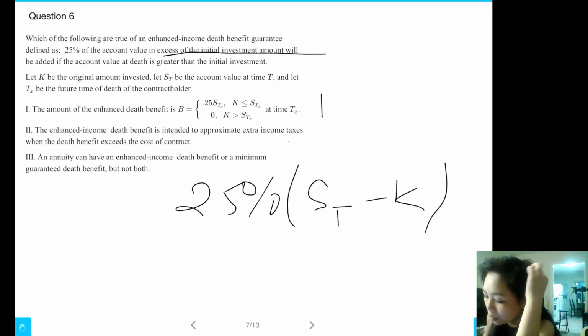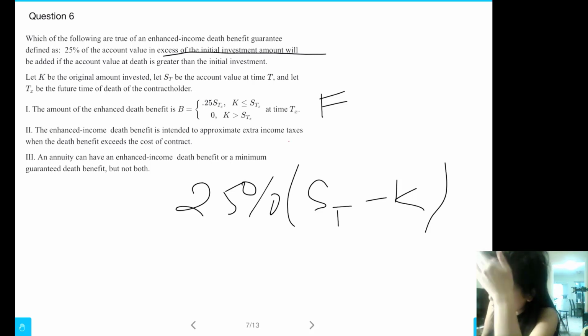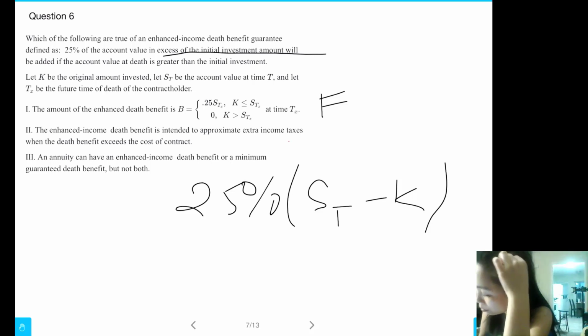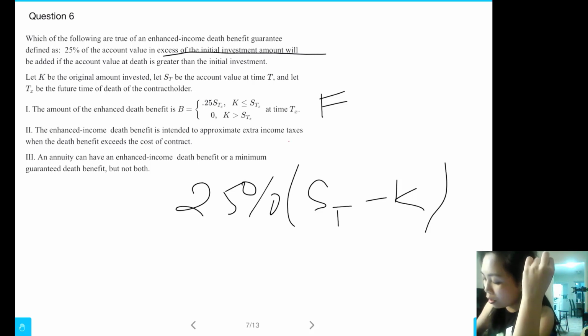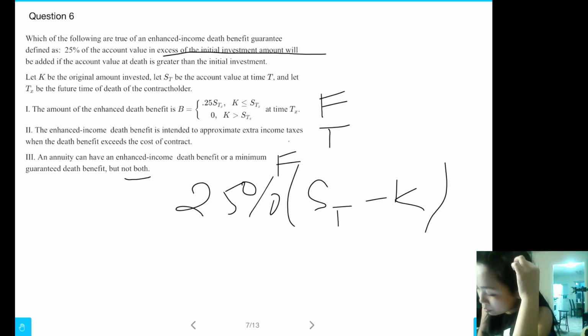This is false. The second statement: the enhanced income death benefit is intended to approximate actual income taxes when the death benefits assess the cost of the contract. That is correct. So that is true. An annuity can have an enhanced income death benefit or a minimum guaranteed death benefit, but not both. This is incorrect. We can have both, so it should be false. This one you probably have to read the context about the enhanced income death benefit. So the only statement correct is 2.